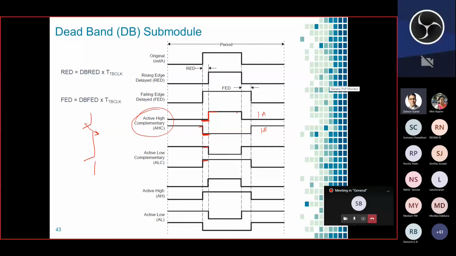Similarly here you can see, when this top switch is on, immediately you are not turning on the bottom switch. After this switch is completely off, after this time delay, like a falling edge delay, you are turning on your B switch. So this delay is very essential for an inverter leg. That's why in general for inverters we use active high complementary.